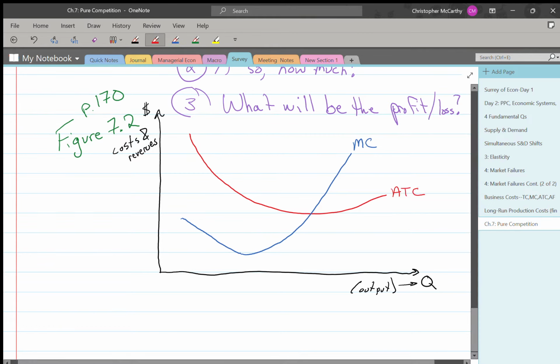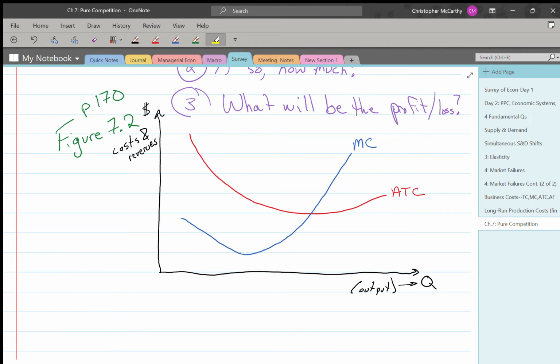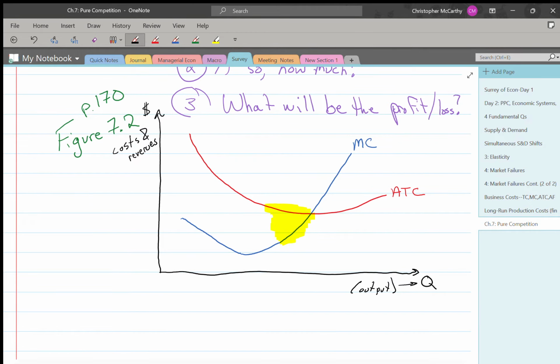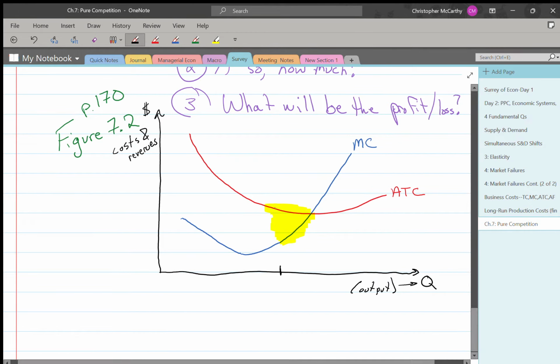So why does it have to meet at the very bottom? Well, again, if we think about any position before this point, what's actually going on in the graphs for this range? So I'm right here, my output is 4. My average total cost is $100, and my marginal cost at 4 is around $60.